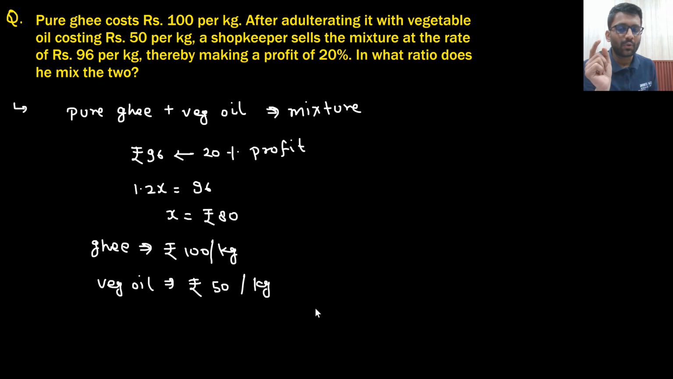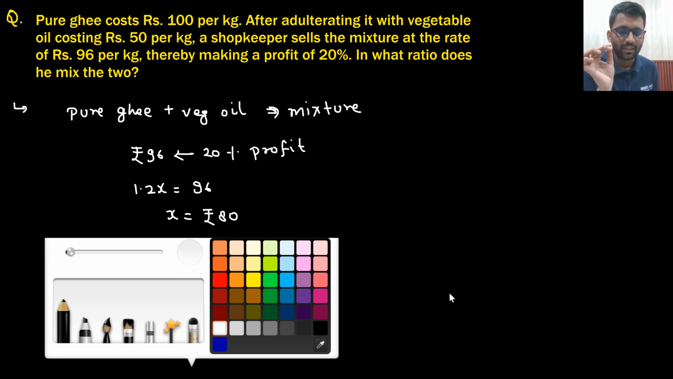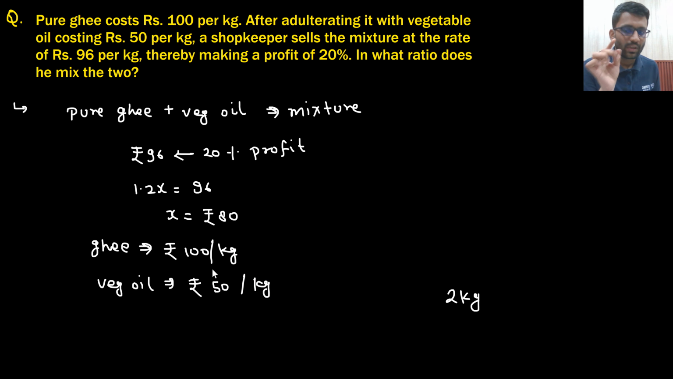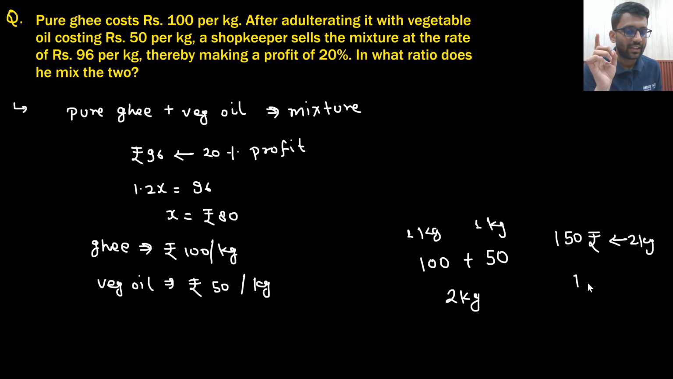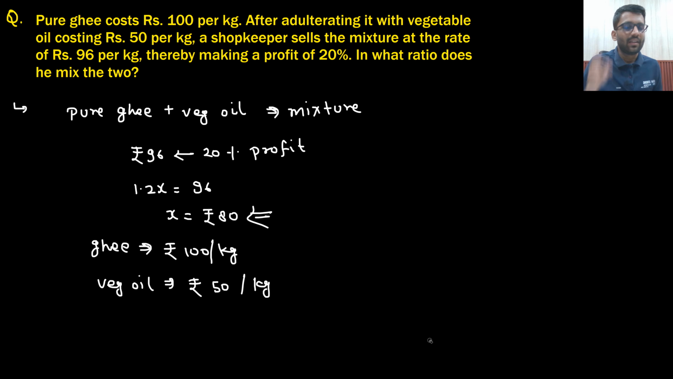Let's just say he mixes both of them in 1:1. That means he is making a mixture of 2 kg. In this 2 kg, 1 kg is of ghee and 1 kg is of vegetable oil. So basically he is spending 150 rupees for 2 kg. That means 1 kg is costing him 75 rupees. But actually 1 kg is costing him 80 rupees. So he is not mixing in 1:1. He is mixing in M:1.